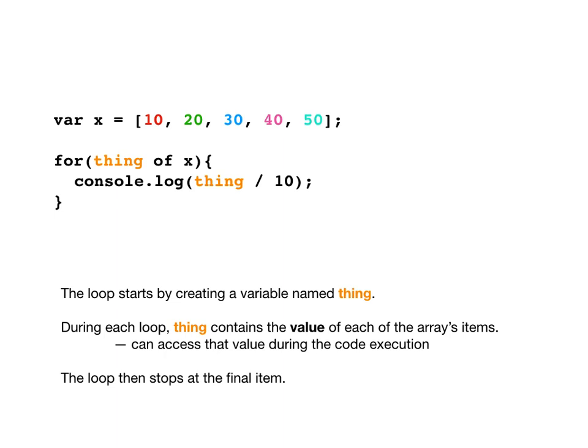So in this case, X equals 10, 20, 30, 40, 50. We've seen this before. Now we're going to do a little for loop. I want to say for thing of X, I'm going to log thing divided by 10. So the loop starts by creating a variable named thing, right? There's nothing in it at the very start when the loop is just getting going. And then during each loop, the first thing that happens is thing is assigned the value of the first item of X on the first loop. And then on the second loop, it'll get the second value. On the third loop, it'll get the third value, and so on.